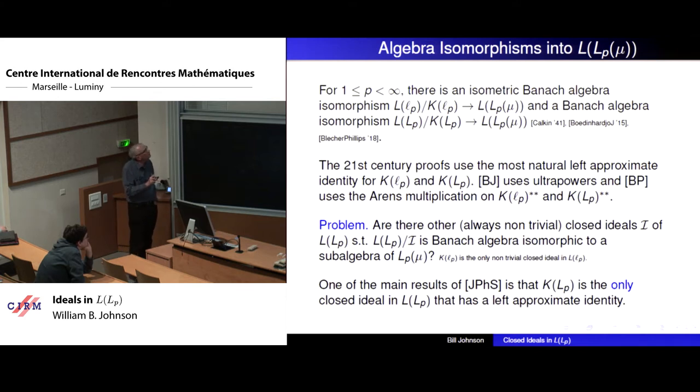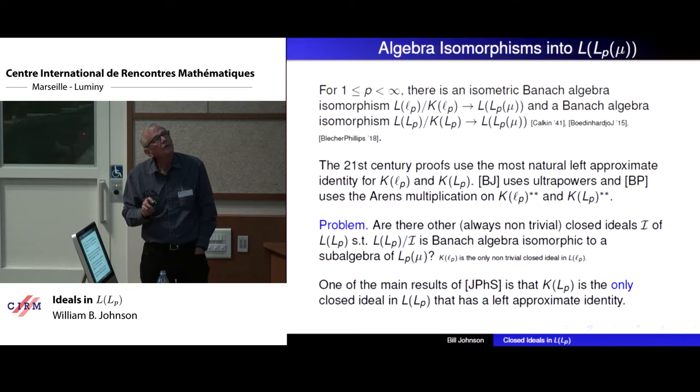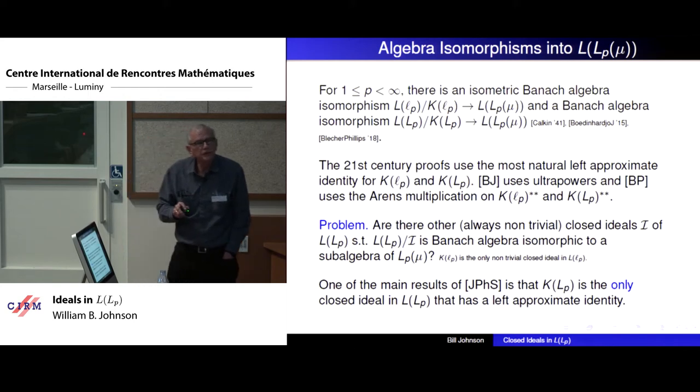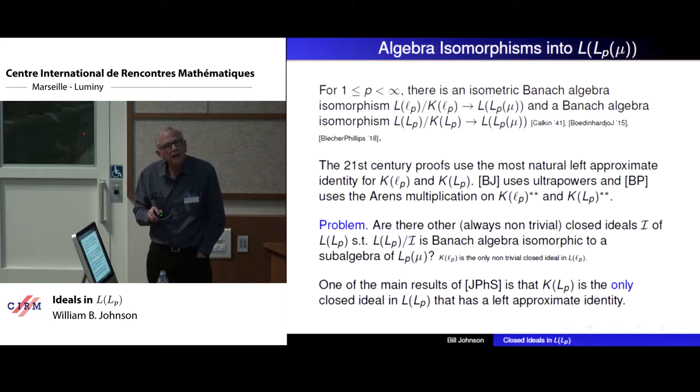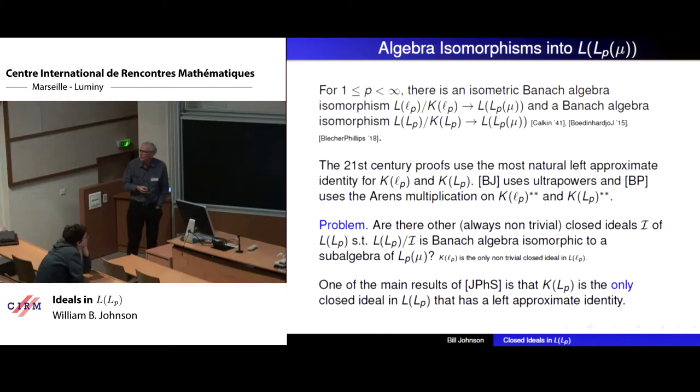Well, up here in the proof, I said we used approximate identities, as did David and Chris. However, one thing that Chris and Gideon and I proved is that the compact operators on LP is the only closed ideal that has an even unbounded, possibly, left approximate identity. So that means that in order to do an analogous thing for other ideals, we have to have some new ideas, new techniques, in order to see if we can do this.